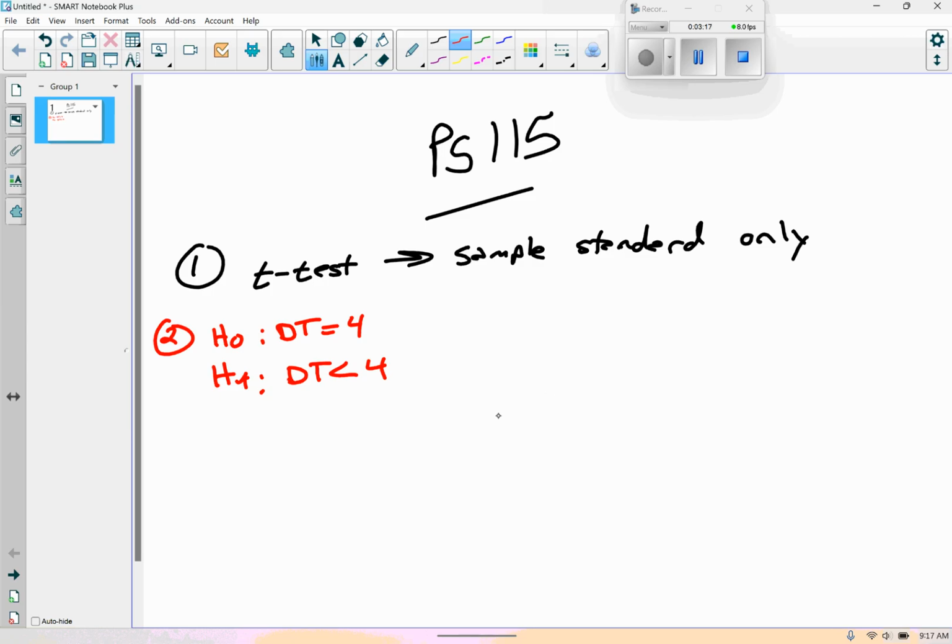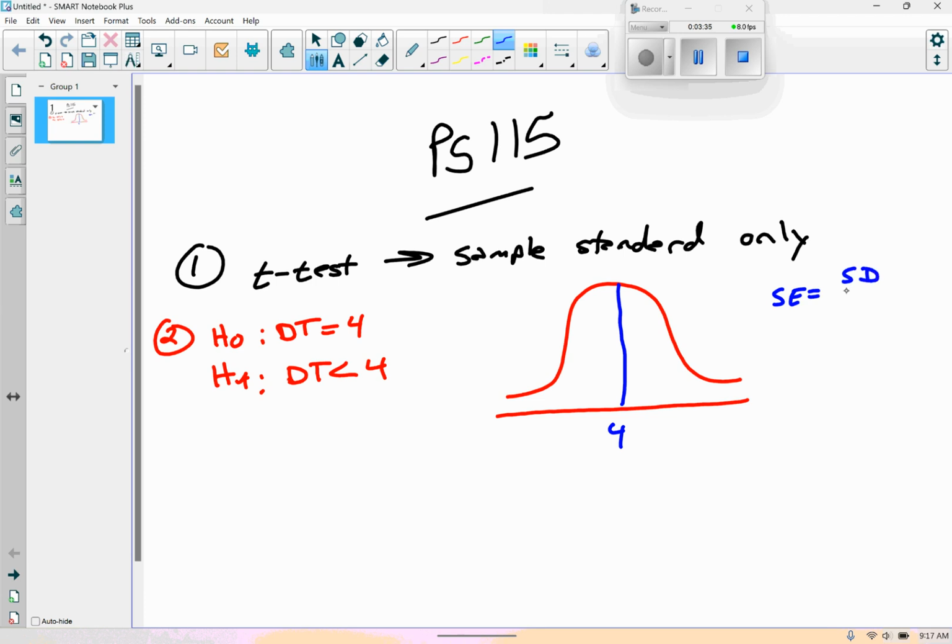All right, let's create ourselves a normal distribution best we can. All right. So 4 is going to be here. And then we got to find the standard error. Standard error is going to be the standard deviation over the square root of the sample. So in this case, that's going to be 1.02 divided by the square root of 1,000. And if you use the calculator, you're going to find that comes out to 0.032. So we'll call it good at 0.03.